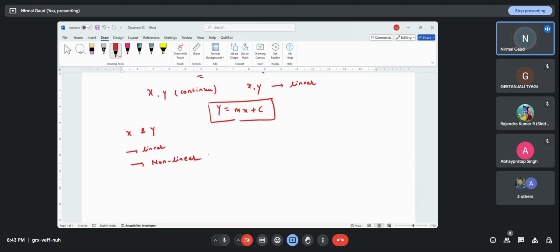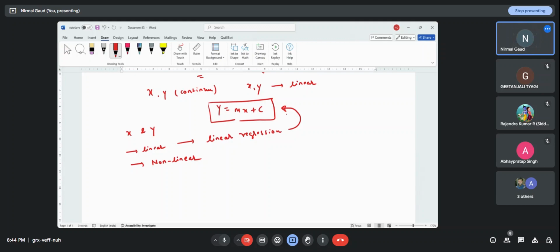If the relationship is linear in nature, then you say it's a linear regression. That means it is following a base equation like y equal to mx plus c. m, you know that it is a slope, c is the intercept. Okay, fine. So that's a base equation.